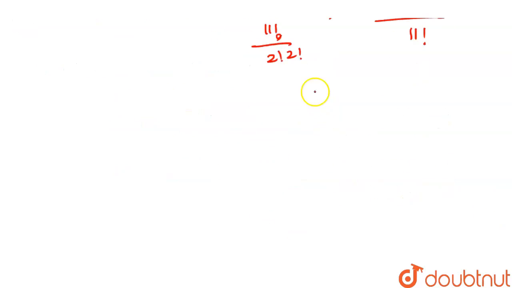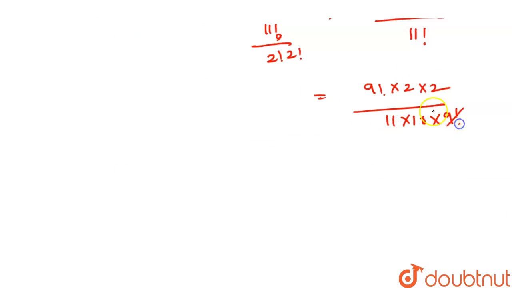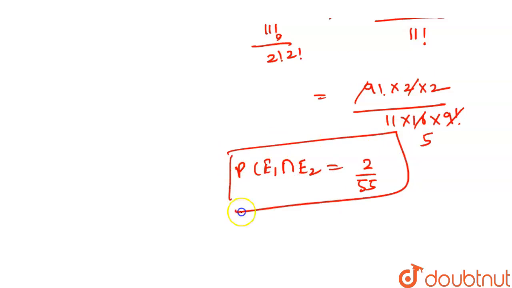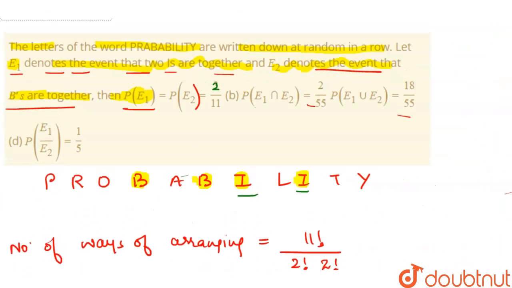We can write 11 factorial as 11 into 10 into 9 factorial. 2 factorial is 2 into 1, which is 2, and again 2 into 1 is 2. So the numerator is 4, and we get 4 upon 11 into 10 into 9 factorial, cancelling 9 factorial. 2 fives are 10, and we get 2 upon 55. This is the intersection of E1 and E2 events, when both of them are occurring. So we can say that the second option is also true, that is, B and A are true.